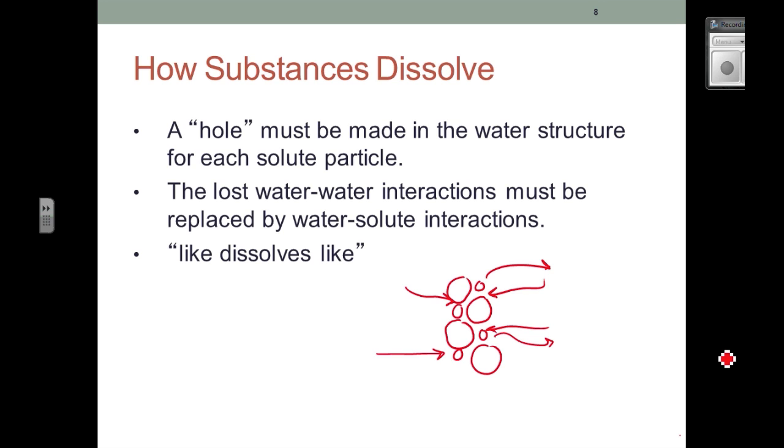And this is where we get the term like dissolves like. Like dissolves like, meaning if we have a polar solvent and a polar solute, they will dissolve. Two nonpolars, so a nonpolar solvent and a nonpolar solute, will dissolve. A polar solvent and a nonpolar solute will not dissolve. It's like oil and water. Oil is nonpolar and water is polar, so they will not mix or dissolve.